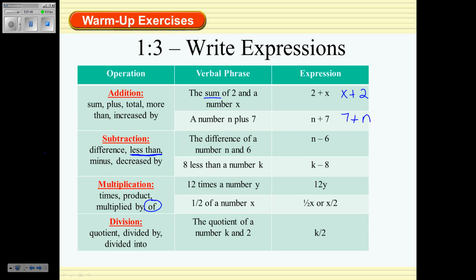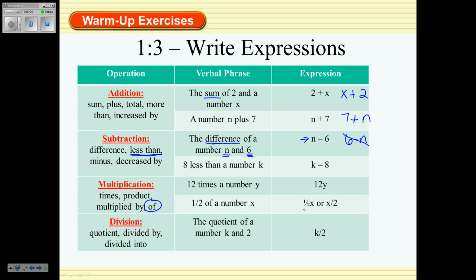Okay? With subtraction, it's a little bit different. You don't have that luxury of just being able to write it in any order. So, when you're writing a statement like this for subtraction, the difference, you know, it's subtraction of a number n and 6. Okay, the n has to be written first because it's first in the sentence, and the 6 has to be written second because it's second in the sentence. Must be specific order. Cannot be 6 minus n on this one.